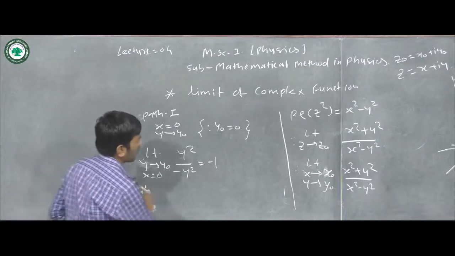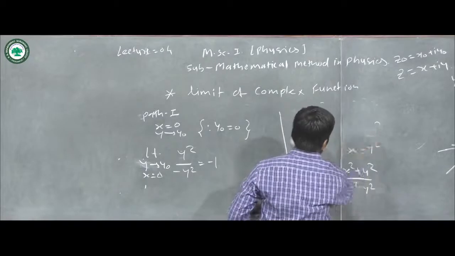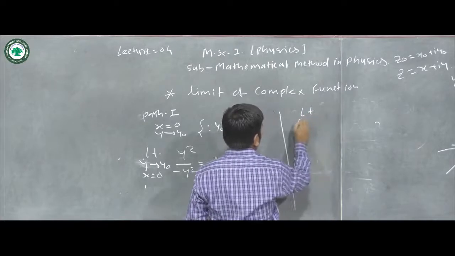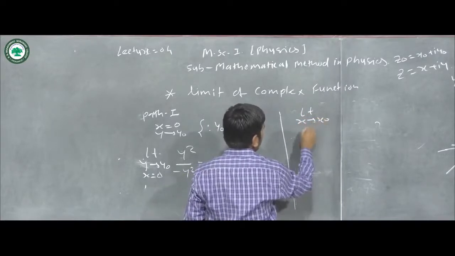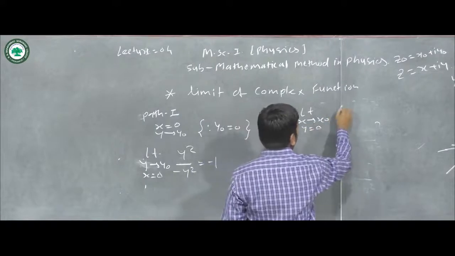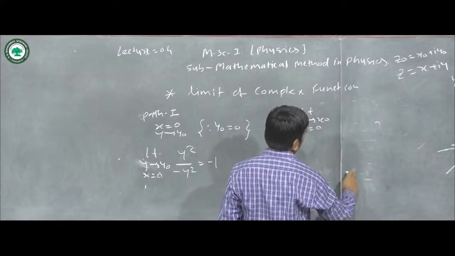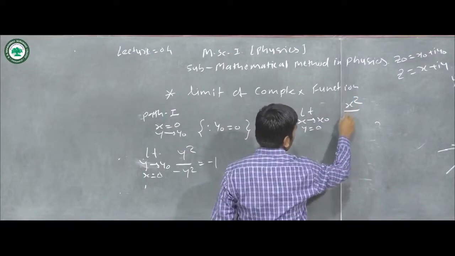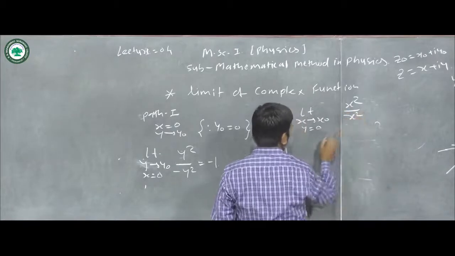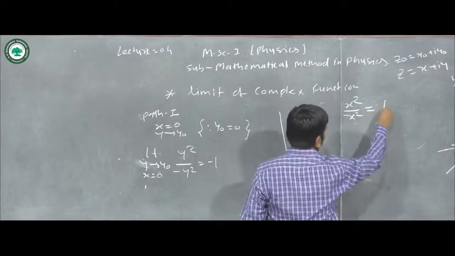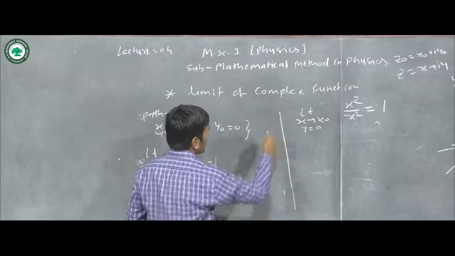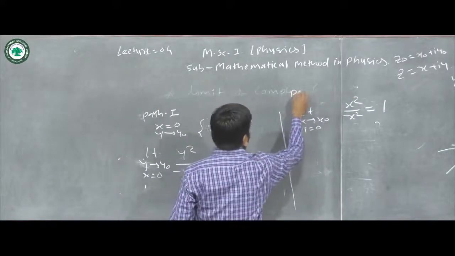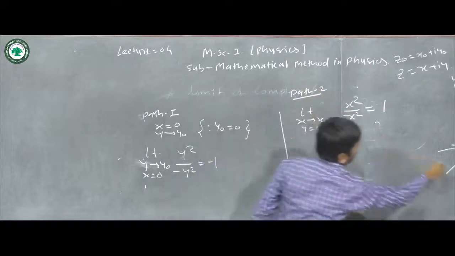For the second case, the limit as x approaches x naught and y is equal to 0. If we consider y equal to 0, what is that? x square divided by x square. So the result is equal to 1. This is for path 2.